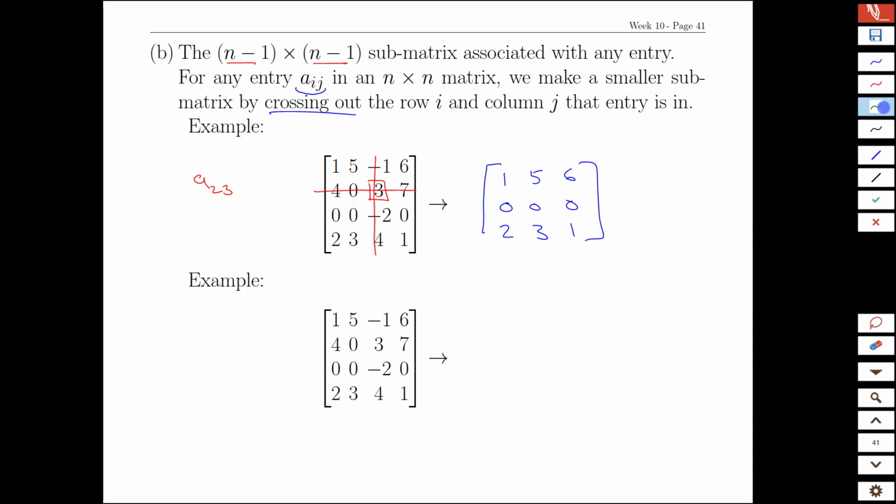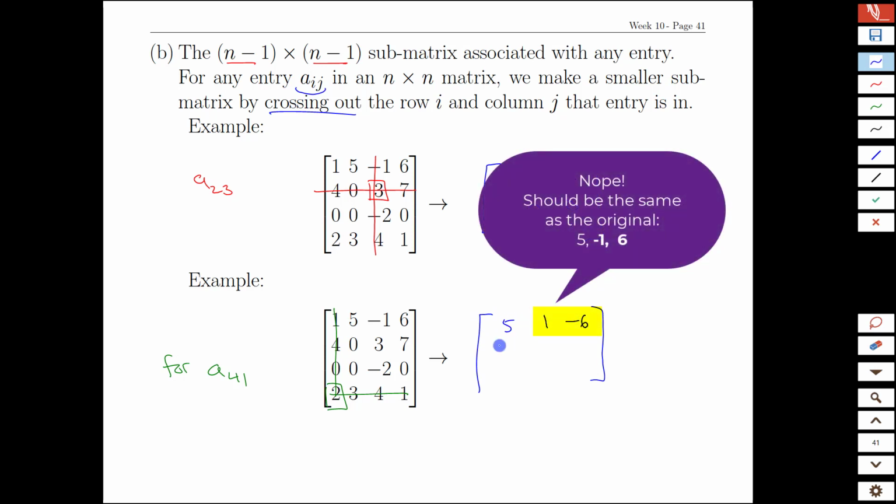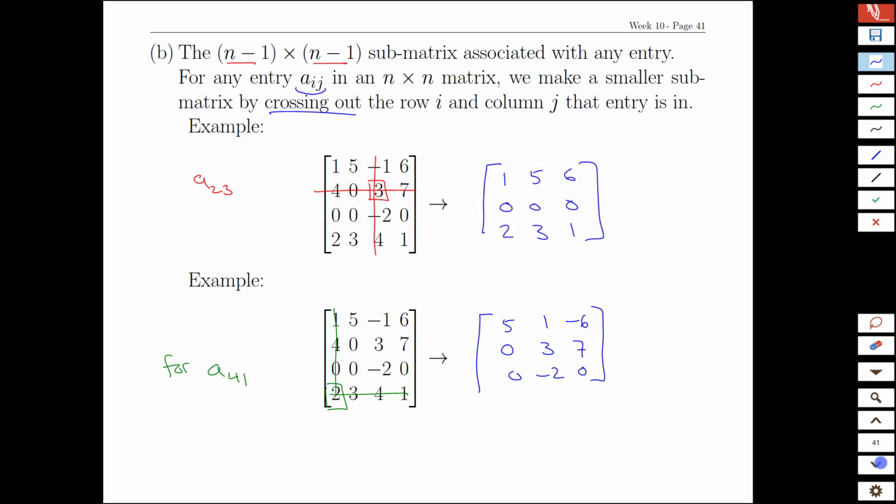Let's do another cell down here. Let's imagine A41, so this one here. We would cancel out that row, cancel out that column, and we get a submatrix that's one dimension smaller of 5, 1, negative 6, 0, 3, 7, and 0, negative 2, 0. So for now, all we need to know is if we pick a cell, we can build this submatrix, and we just need to see how that fits into the determinant calculation, which we will address right now.